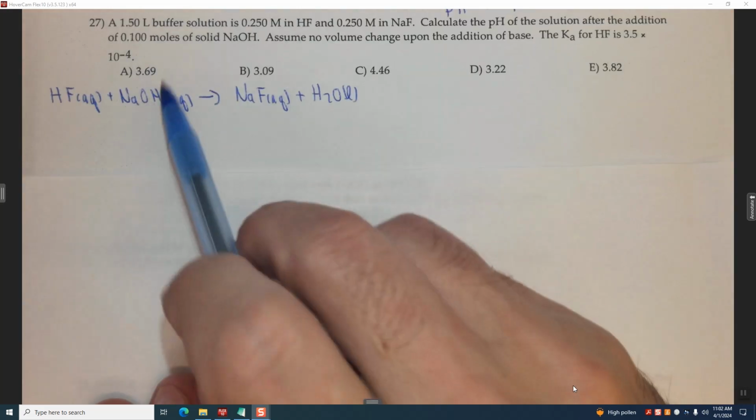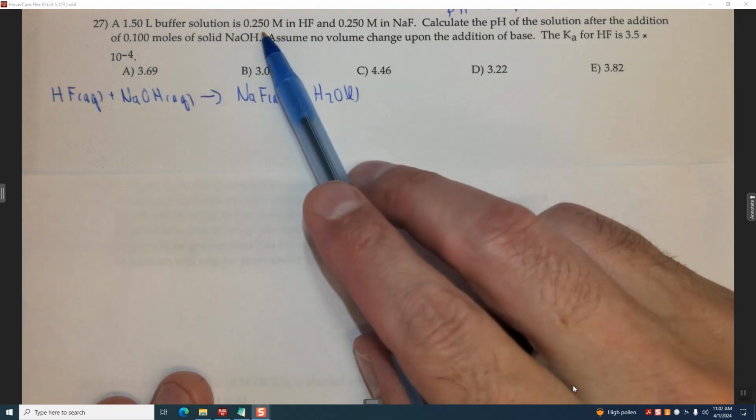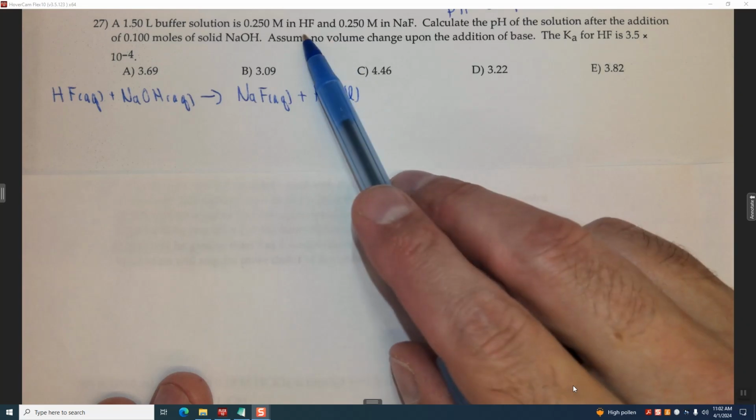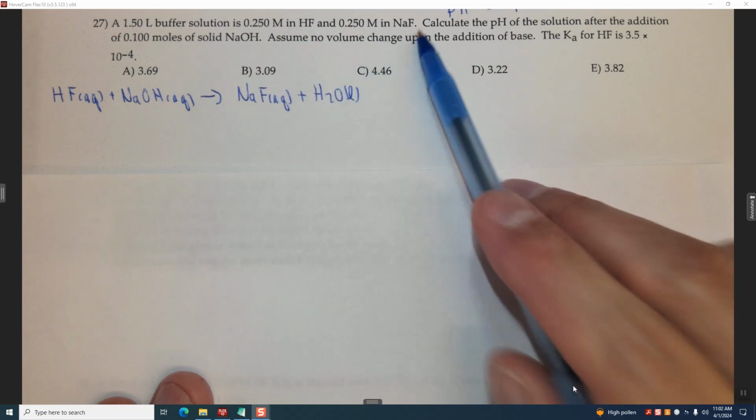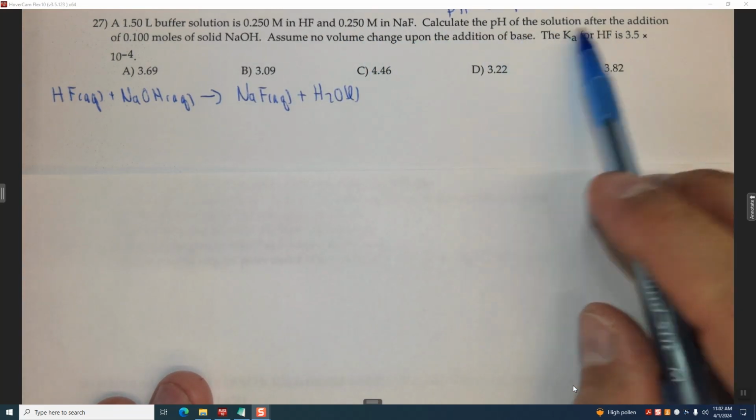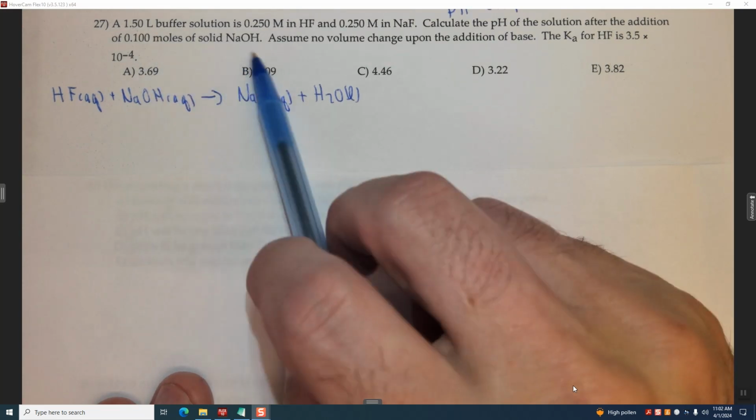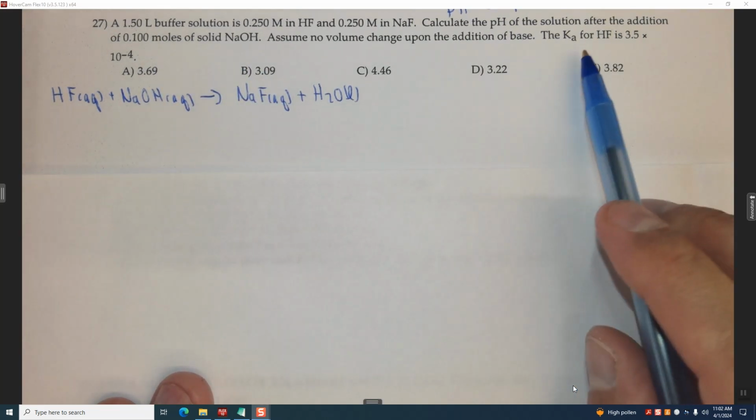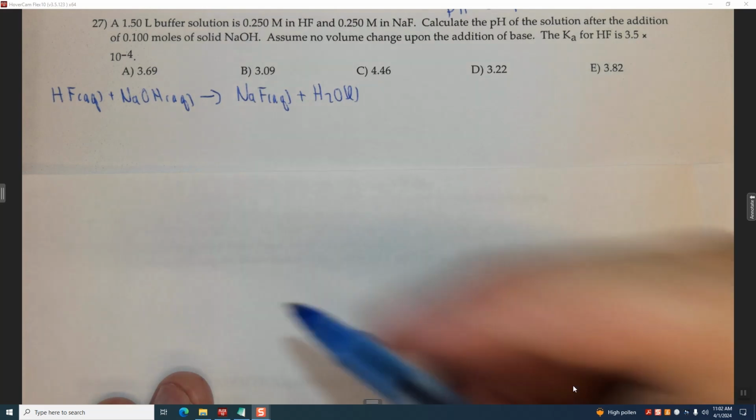All right, it says a 1.5 liter buffer solution is 0.25 molar in HF and 0.25 molar in NaF. Calculate the pH of the solution after the addition of 0.1 moles of solid NaOH. Assume there's no volume change. And then it gives us the Ka for HF.